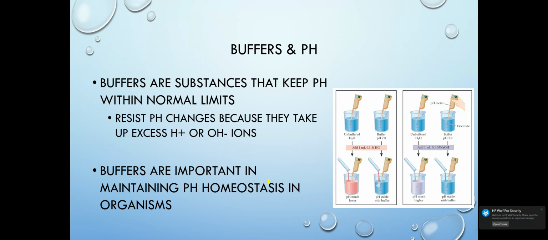And so buffers are substances that kind of keep pH stable. They take on excess ions to prevent major changes. And so what they do is they just help maintain a steady pH and therefore keep these extreme changes from occurring. And so they are definitely very important in substances like our blood. And if we did not have these buffers, we would suffer some pretty grave consequences.